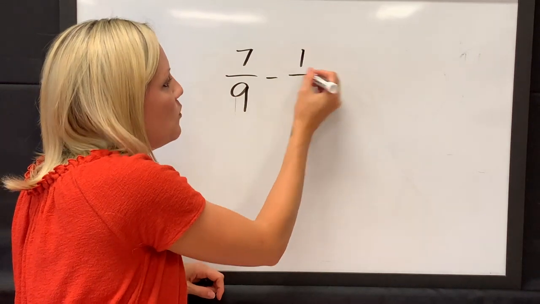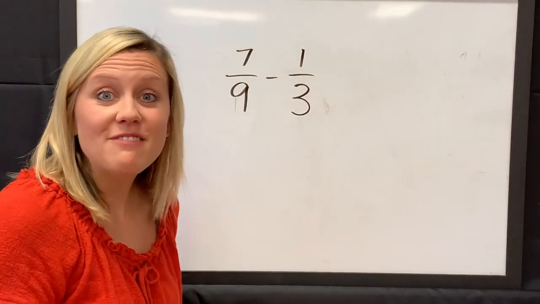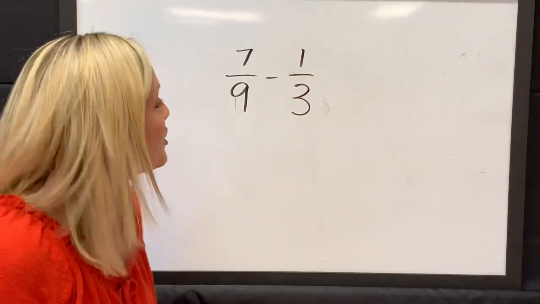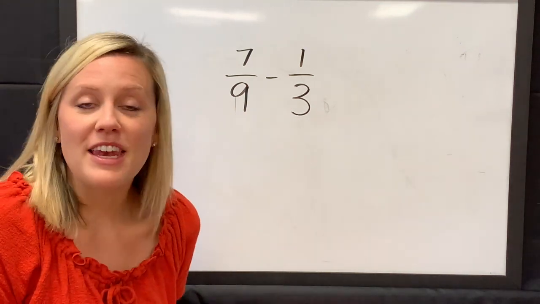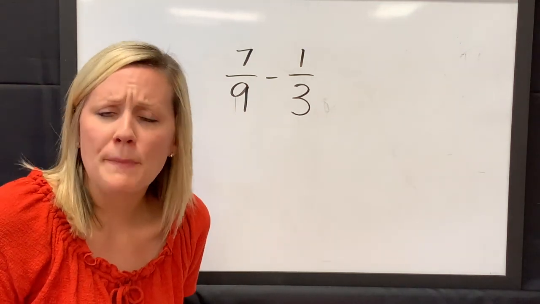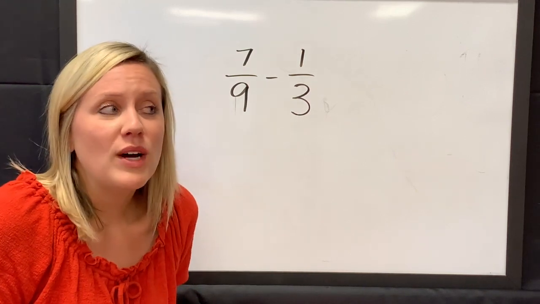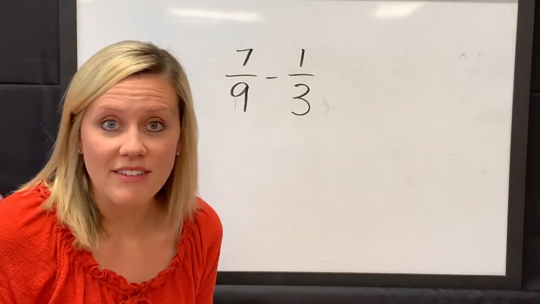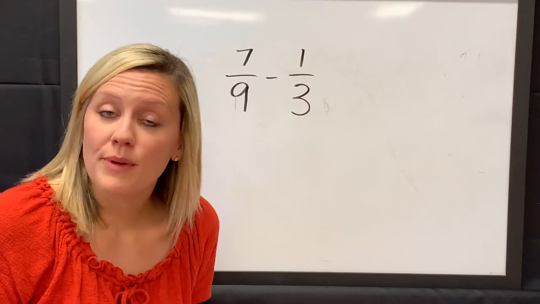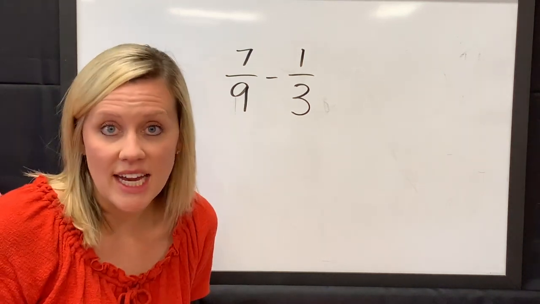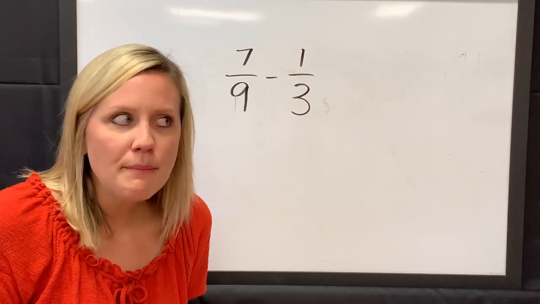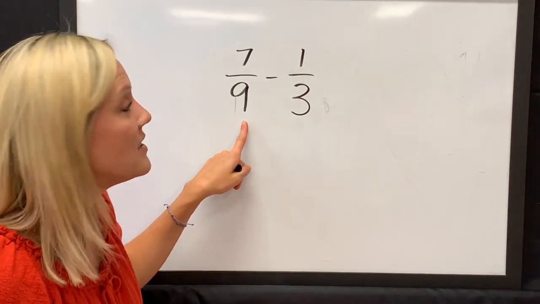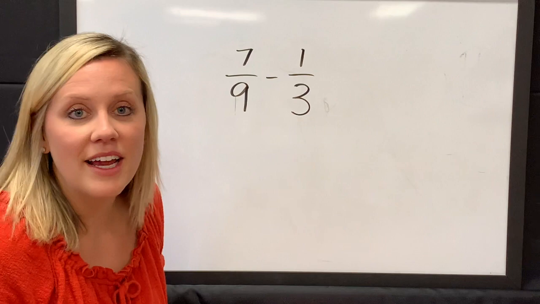7/9 minus 1/3. Okay, when we have different denominators, we don't like that. We want them to be the same denominators. So we're going to think, what is the smallest number that 9 and 3 go into? Or what is the number that both 9 and 3 go into evenly? So if you can't think of that, you could always multiply those numbers together. 9 times 3 is 27. So we know 9 goes into 27 3 times, and we know 3 goes into 27 9 times. So we could go that route. But what I'm going to do is I see that both of these numbers go into 9. 9 goes into 9 once, and 3 goes into 9 3 times.